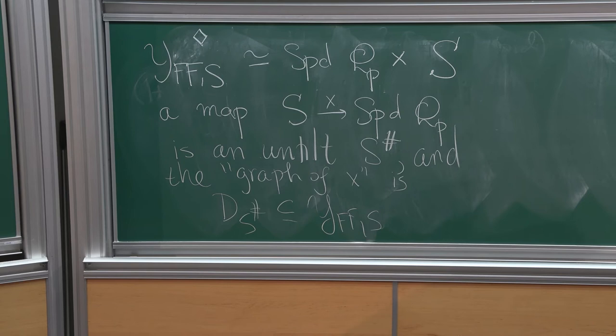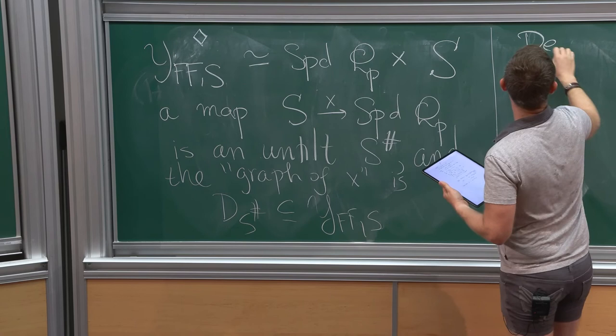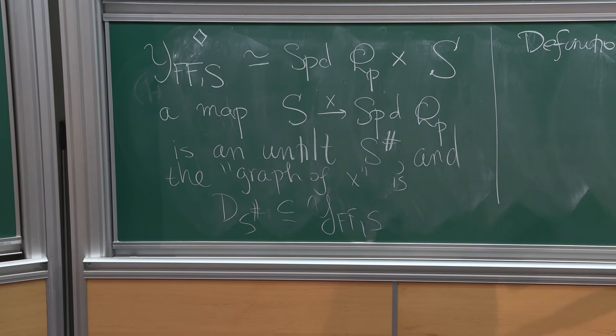So now everything is in place to define our Shtukas. I'm just going to discuss the case of GL_n. Okay. And we can define the Z_p Shtukas that we want.